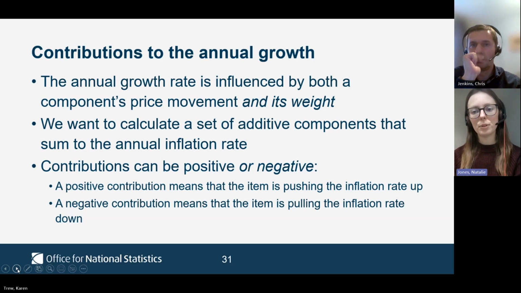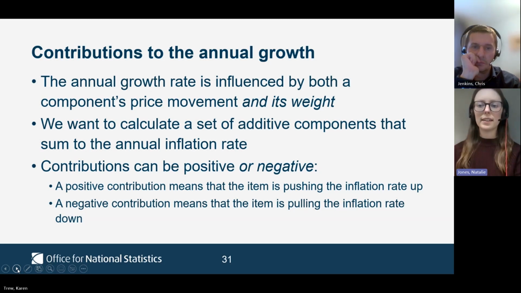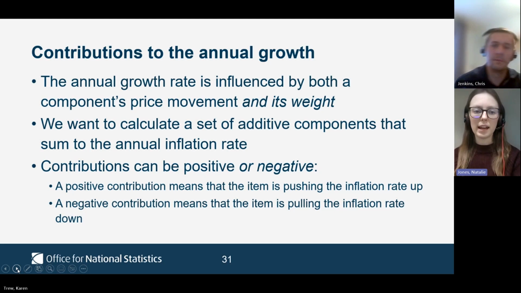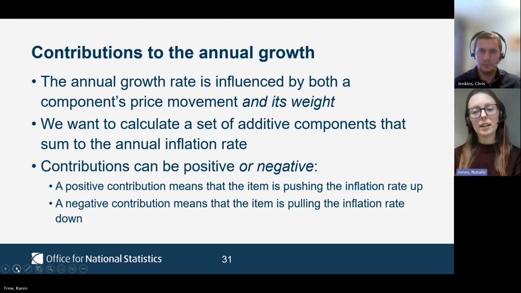So to calculate the contribution, we want to calculate a set of additive components that will sum to the annual inflation rate. These contributions can be positive or negative. A positive contribution means that the item is pushing the annual inflation rate up, while a negative contribution means that the item is pulling the inflation rate down.